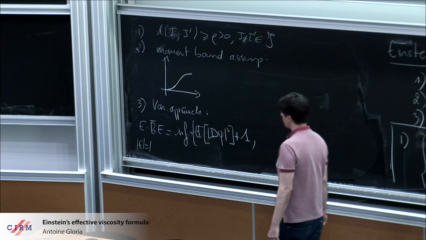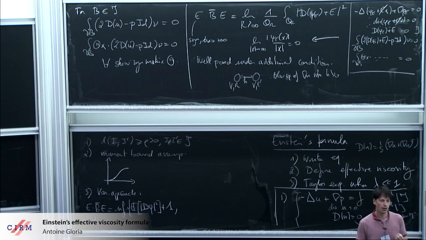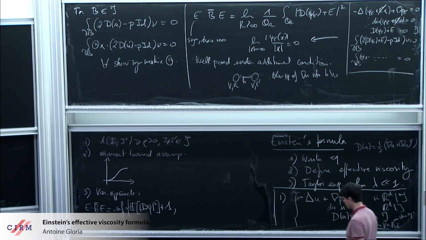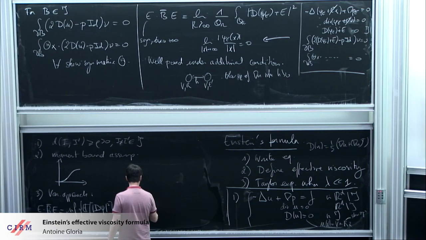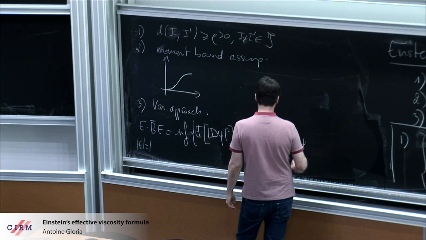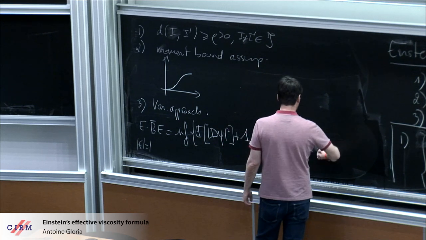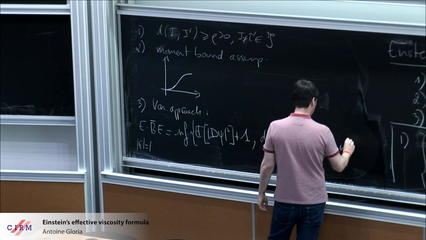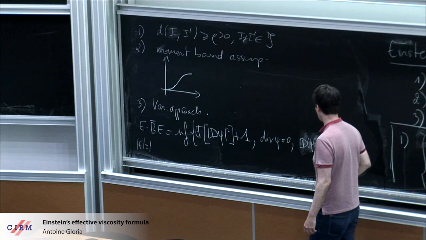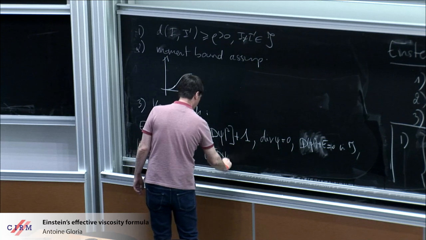So that's the infimum of the expectation of the Dirichlet energy of your psi plus 1, for psi which is such that its divergence is 0, that is, psi plus E x, okay, so the divergence of psi plus E is 0 in my inclusions, and such that the expectation of the gradient of psi is 0.